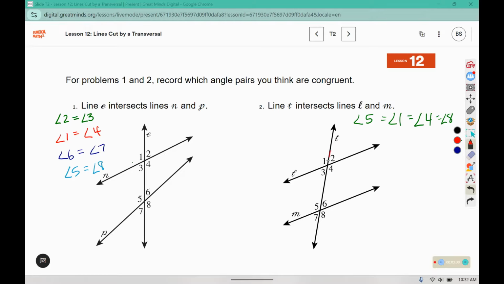Let's check angle 2. Angle 2 is too small for 4, but it is the right size for number 3. It also appears to be the same size as 7 and 6.